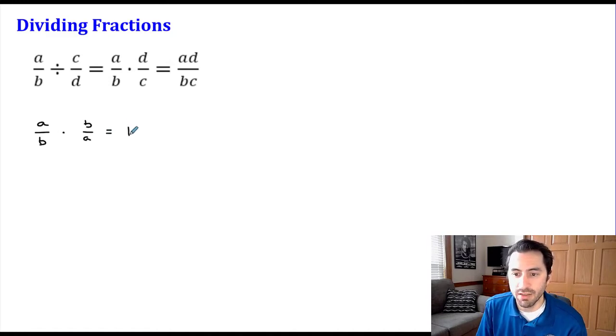And we can see that. We have an a in the numerator and a in the denominator. Those simplify to 1. We have a b in the numerator and a b in the denominator, and those also simplify. So everything here simplifies to 1.